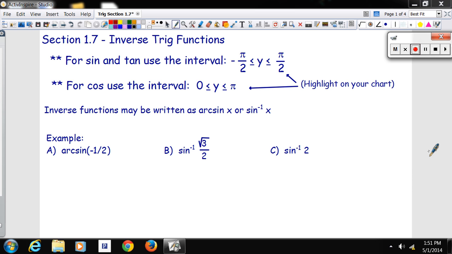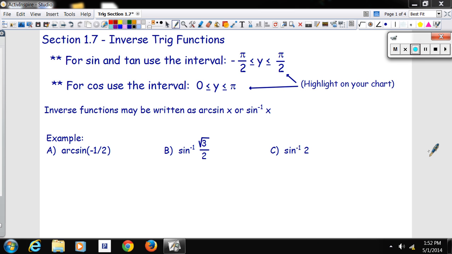Okay, we're on section 1.7, inverse trig functions. Now, if I say inverse trig functions, you would probably know what that means because we've done that. What is an inverse trig function? What are we trying to find? The angles. So basically today is all about finding angles.